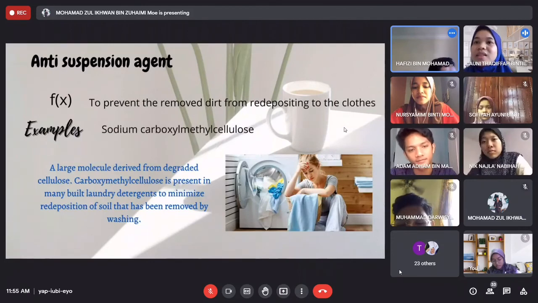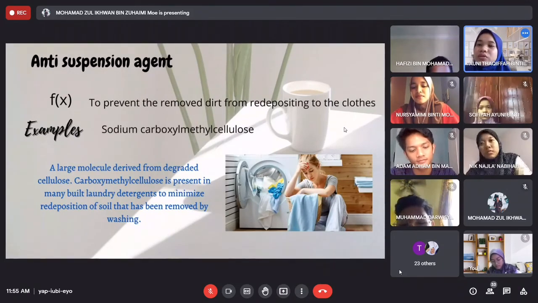Next is anti-suspension agent. The function is to prevent the removed dirt from redepositing to the cloth. Example is sodium carboxyl methyl cellulose. It is a large molecule derived from degraded cellulose. It is present in many bulk laundry detergents to minimize redeposition of soil that has been removed by washing.